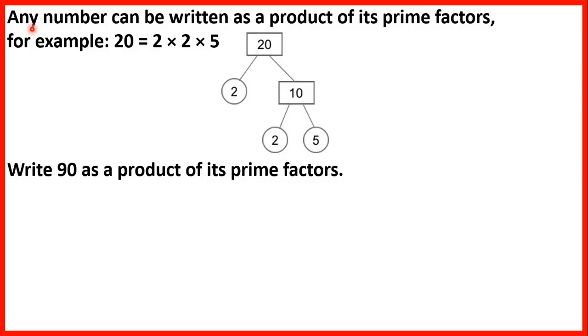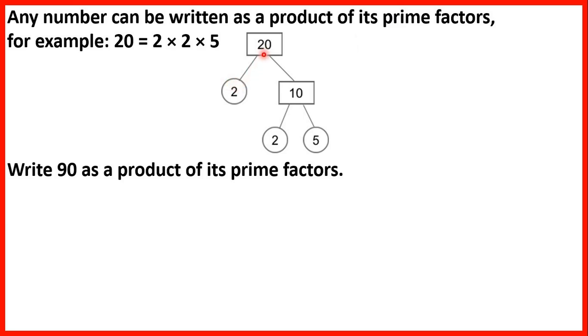Any number can be written as a product of its prime factors. For example, 20 equals 2 times 2 times 5. So remember, a product is what you get when you multiply, and a prime number is a number not in any other times tables, so a number which only has 1 and itself as factors.